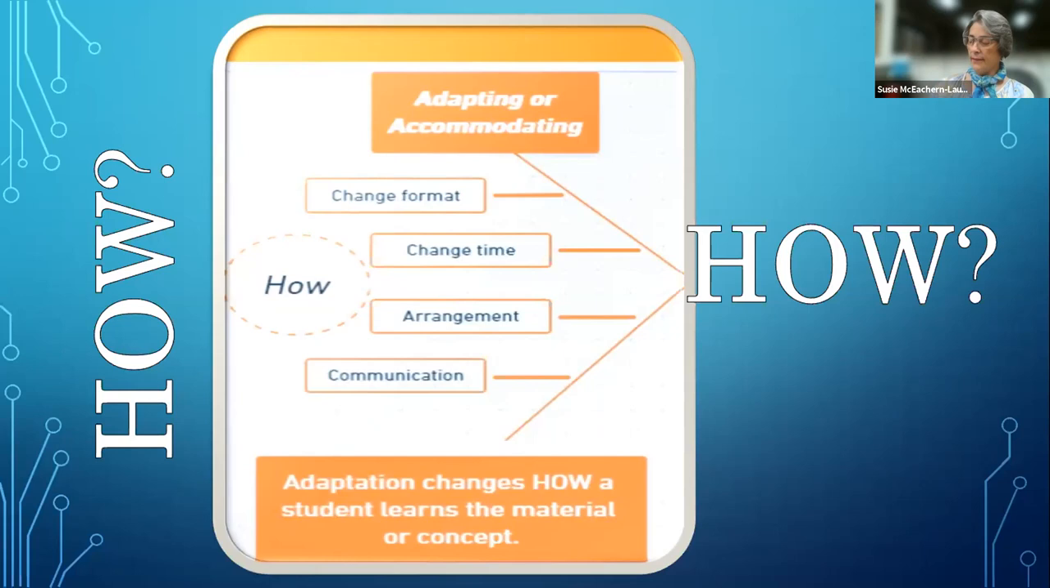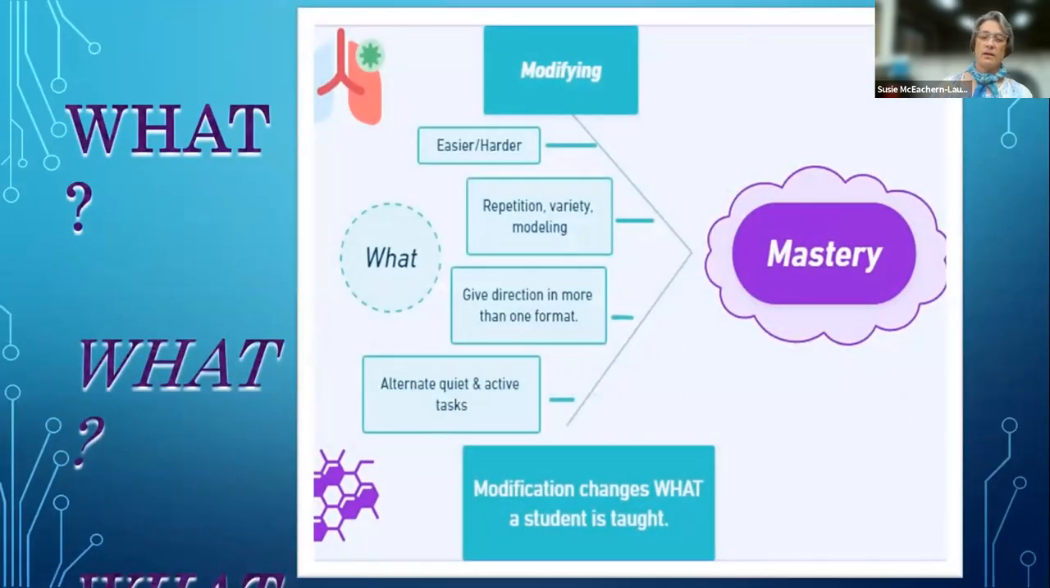Here's where we look at the hows, in the physical arrangement, in the communication, and in the adapting instruction. Always the how. So how about modification? We answer the question, what? Modification is what a student is taught. We modify what is taught. Do we make it easier or harder?